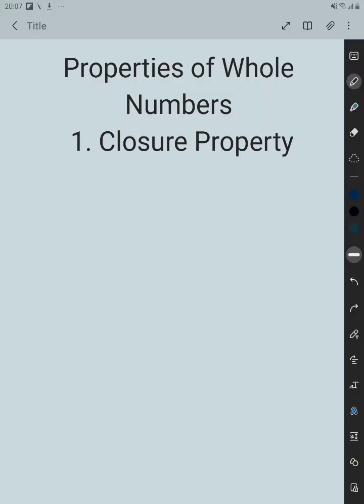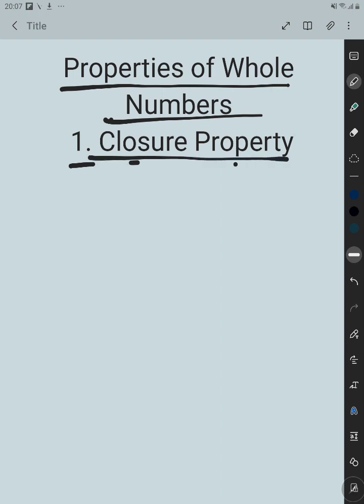Come again. So this is the NCERT book, chapter number 2, properties of whole numbers. We are studying in this chapter of whole numbers, and the first property of whole numbers is the closure property. So we will try to understand what the closure property is. Closure property of whole numbers.